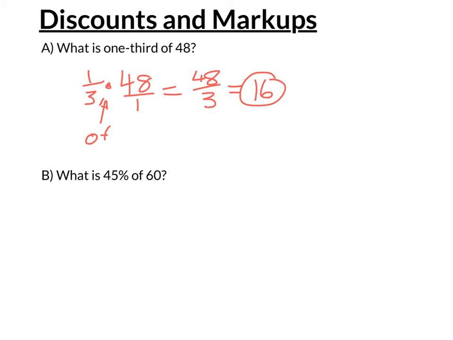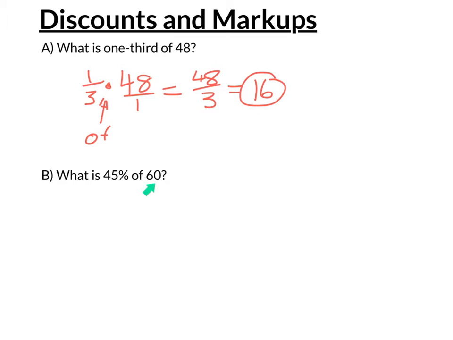To do percents, we do it the same way. I have 45% of 60, so I'm going to multiply 45% times 60. The problem, though, is I can't just multiply 45 times 60, right? I can't do 45 times 60. That's going to give me a huge number.